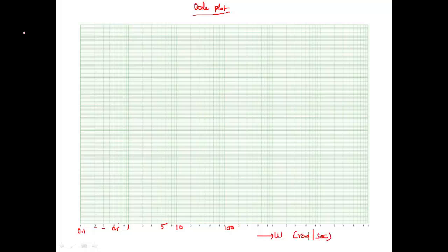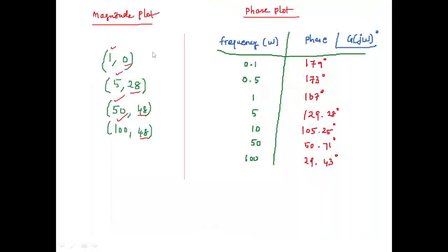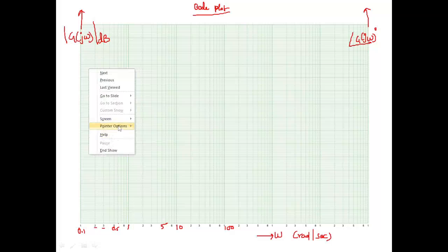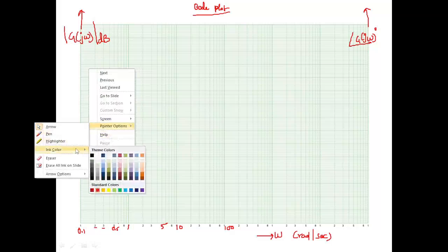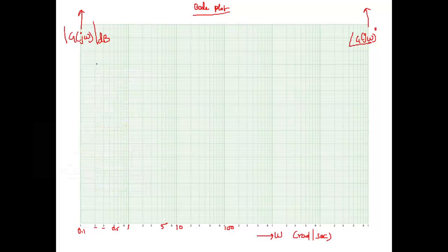Similarly, on the y-axis I am going to plot the magnitude, so you have to put G(jω) in dB. Similarly, on the right side I am going to plot the phase value, that is G(jω) in degrees. Now we have to decide the magnitude. Here the magnitude ranges from 0 to 48, so let me give more importance to positive values. This is 0 dB, this is minus 10 dB, and this is 10 dB, 20 dB, 30 dB, 40 dB, 50, 60. Like this I am deciding.